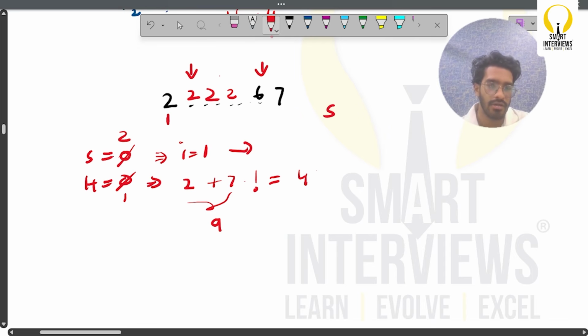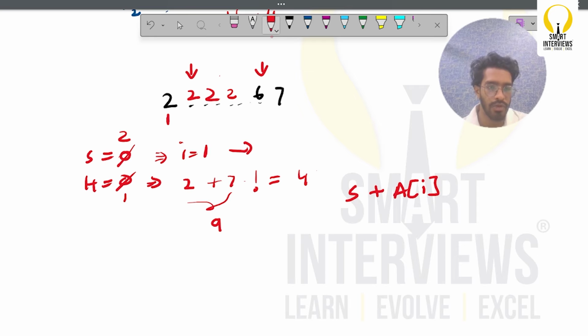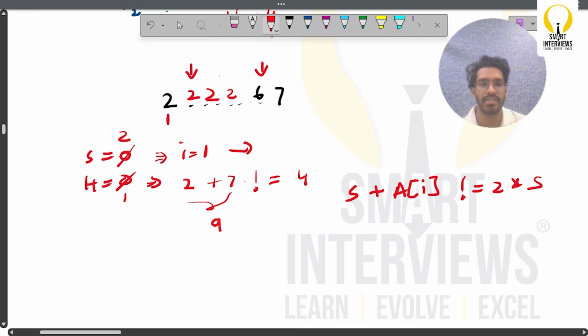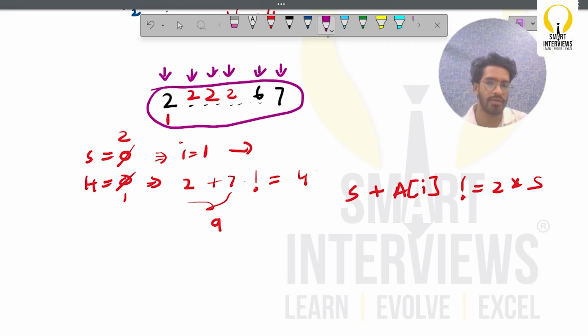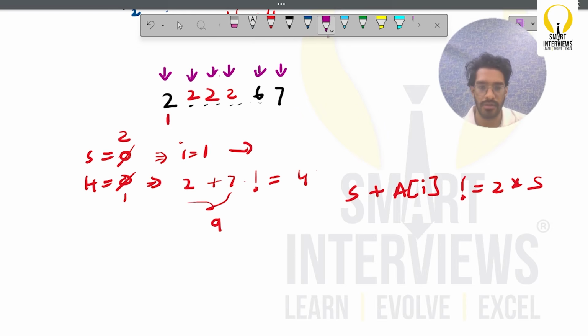We are making sure the condition sum plus A of I not equals 2 into S is always true by arranging the values such that we always pick the smallest value and we always next add it up to the highest value. Then we again pair it up with 2, then we again pair it up with 2 and 6. Then we again have 2, then we again have 2. If we are following this kind of rearrangement, it is bound to always give us the optimal solution because this condition will always be true.